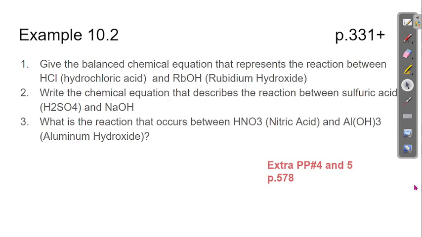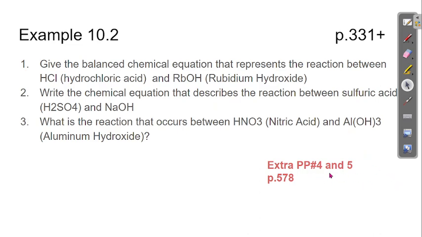Let's look at more examples. Page 331, example 10.2. They say, there are three sections. Give the balanced chemical equation that represents the reaction between the hydrochloric acid and the rubidium hydroxide. Write the chemical equation that describes the reaction between sulfuric acid, they give you the formula, and the sodium hydroxide. And what is the reaction that occurs between the nitric acid and aluminum hydroxide? So they all contain hydroxide. They're all neutralizing reactions. They're always done the same way.